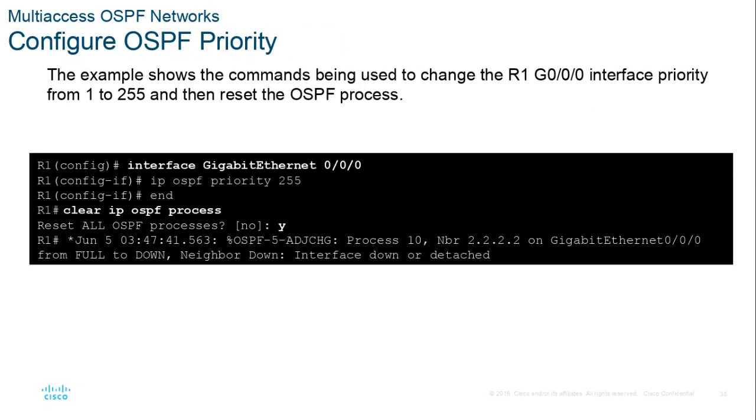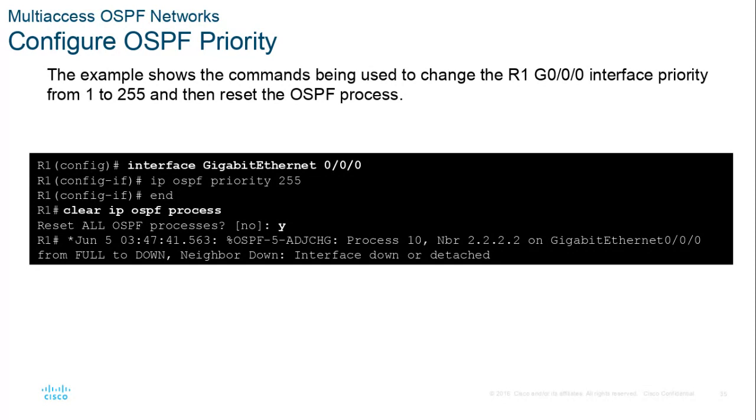So how do we configure this? I'm going to go to R1 and say interface gigabit 0/0/0. The prompt changes to config-if. And also ip ospf priority 255, the highest possible priority. Then I'll type end. And if I want to reset the OSPF process on this particular router, since I changed the priority value, I'm going to type clear ip ospf process.